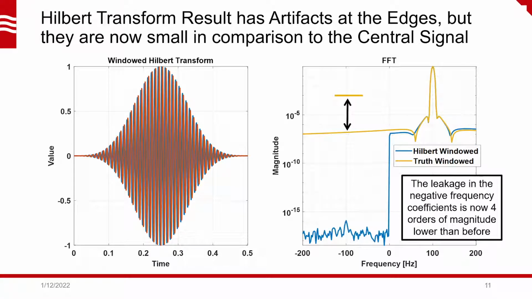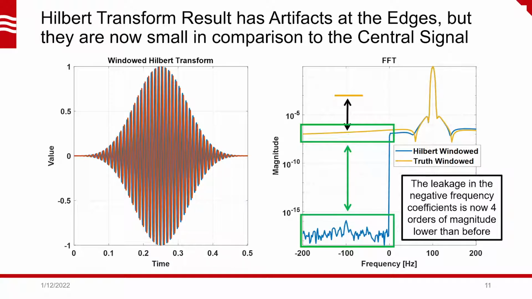The first thing to note is that the leakage in the negative frequency bins in the truth signal is now about 4 orders of magnitude lower than it was before windowing. And while the Hilbert transform is still zeroing out the negative frequency bin coefficients, the ideal values are now 4 orders of magnitude closer to 0.